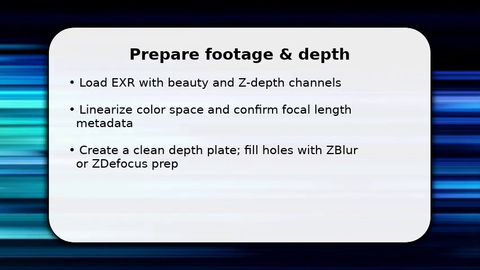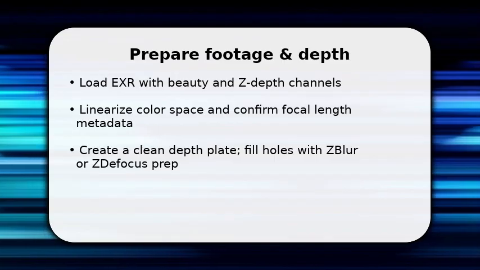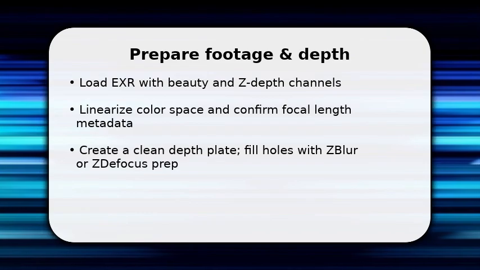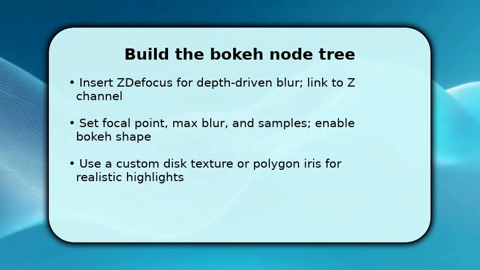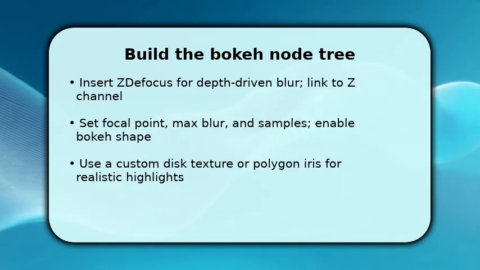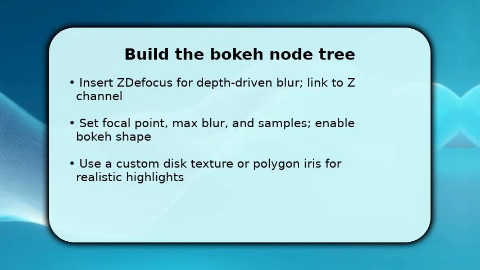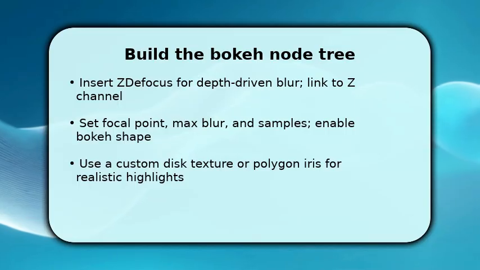Run a Z blur or use a depth to position workflow to smooth holes and remove spikes, because noisy depth will create ugly rings. Now you're ready to build the actual bokeh node tree. Next, drop a Z defocus node and plug its depth input to your clean Z channel so the blur is depth-driven. Set your focal distance to the intended subject and adjust max blur to taste. Increase samples to reduce noise but balance render time.